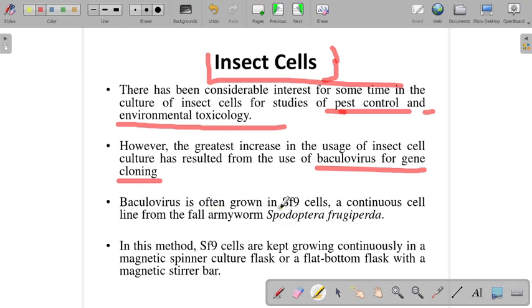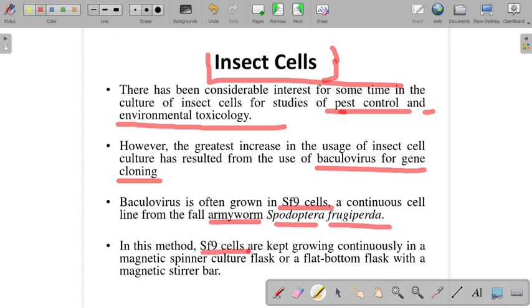Baculovirus is often grown in SF9 cell lines. So baculovirus we generally produce in SF cell lines. SF means what? It is a type of worm called the army worm, and the name of that army worm is Spodoptera frugiperda. This is a difficult word to pronounce, but it is the name of that Lepidoptera, an insect, arthropod species. It is a continuous cell line. We infect that cell line first of all with this.